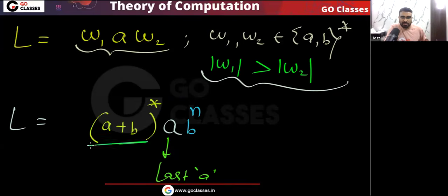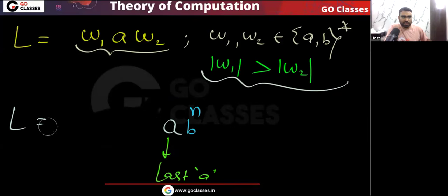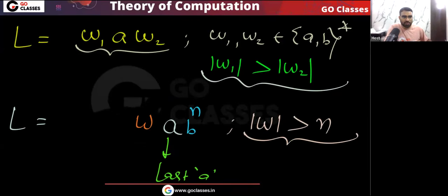But there is a catch here. Before this, what is coming? Let's call it W. Remember, now you can see that the length of W must be greater than n. Okay, yes or no? Because now this has become your W2.